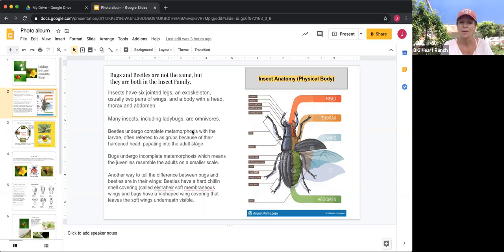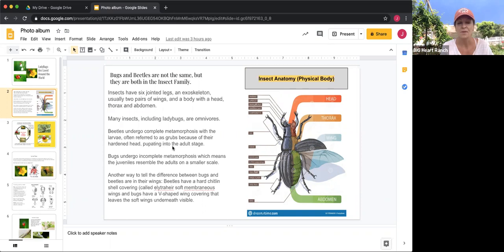Beetles undergo complete metamorphosis with a larva, which is often referred to as a grub. You've seen those sometimes. They're sometimes found in the garden. They look like little fat white things, and they usually have a hard head, and that's the part of the metamorphosis before it takes its final adult stage.